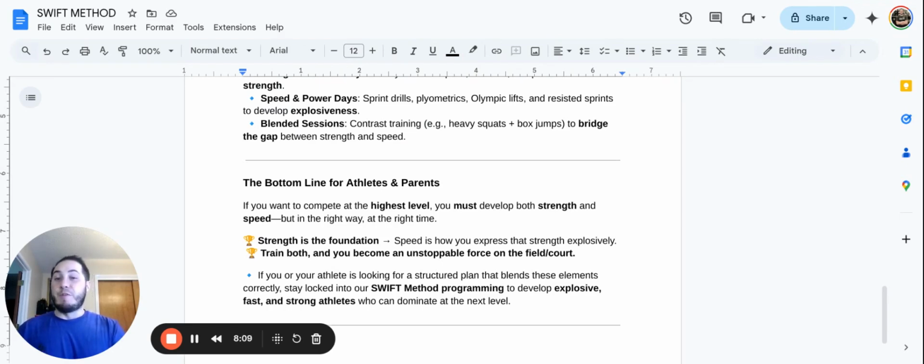If you're an athlete looking for a structured plan that blends these elements correctly, you need to stay locked into our super performance training method to develop explosive, fast and strong athletes who can dominate at the next level.